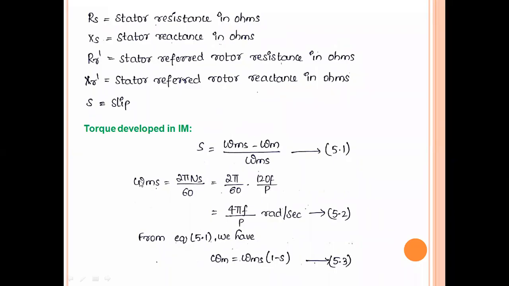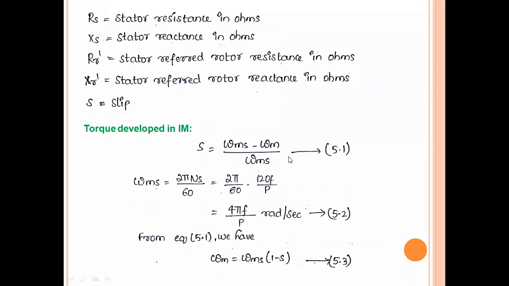So this omega can be calculated with the help of N, because omega is equal to 2 pi by 60 into N. We know this relation. So N is 120 into f by p, where f is the supply frequency, p is the number of poles. So omega s can be written as 4 pi f by p, that is in radians per second. Omega represents radians per second. N represents revolutions per minute, RPM. So the slip equation is identified as equation 5.1.